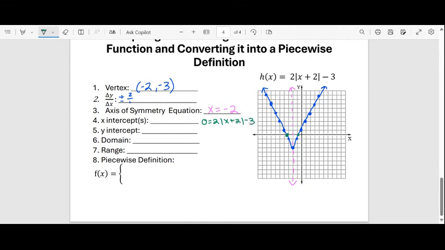To solve this, I want to get my absolute value bars by themselves. So I'll add 3 to both sides, and I'll get 3 equals 2 times the absolute value of x plus 2. After that, I can divide both sides by 2, and I'll get 3 halves equals the absolute value of x plus 2. From there, I can break it into a positive solution and a negative solution. I'll have 3 halves equals x plus 2, and then negative 3 halves equals x plus 2.